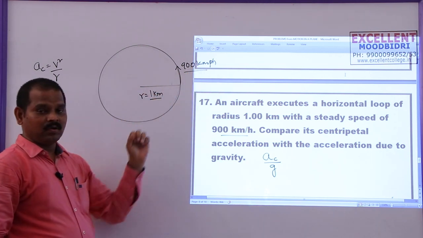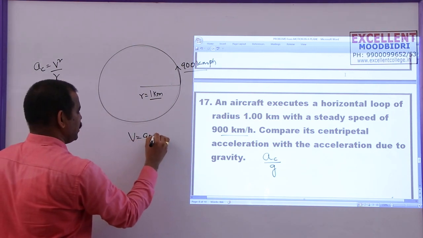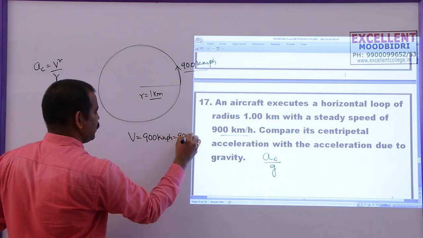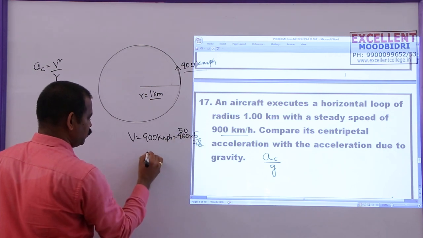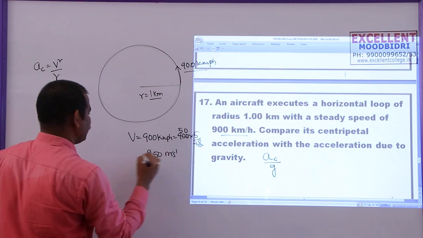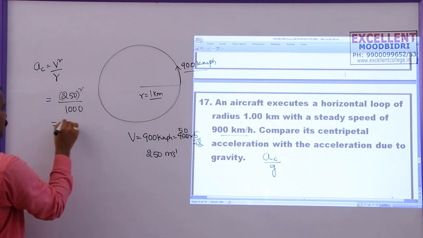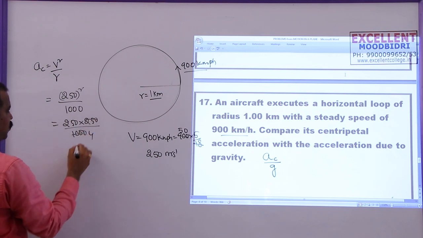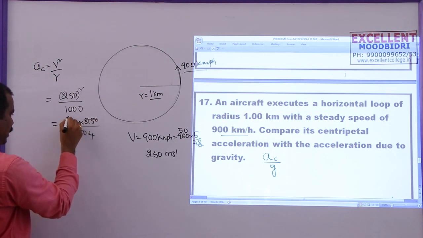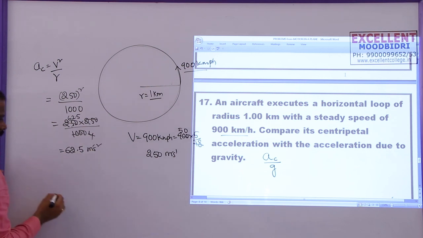So this is in kilometer per hour. Now what I am going to write: this velocity, which is given as 900 kmph, is 900 into 5 by 18. 18 fives are 90, so this is 250 meter per second. So this will be 250 whole square by r, where r is equal to 1000. 250 into 250 by 1000 is 4 times... so this will be 62.5 meter per second square.